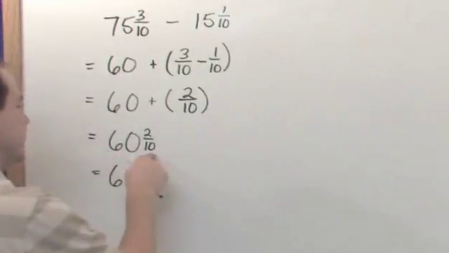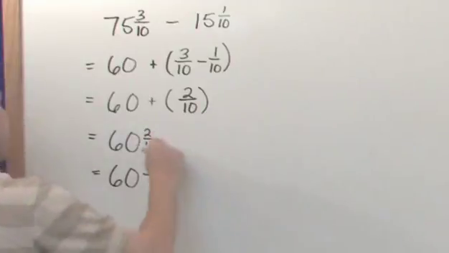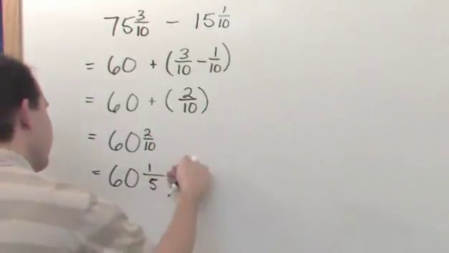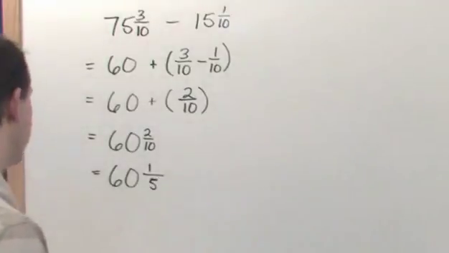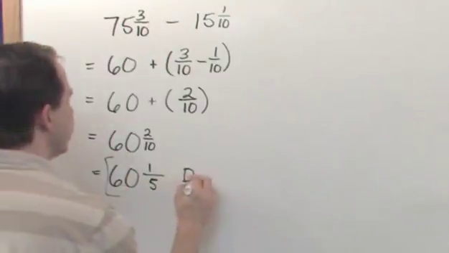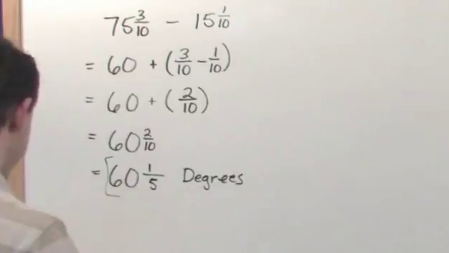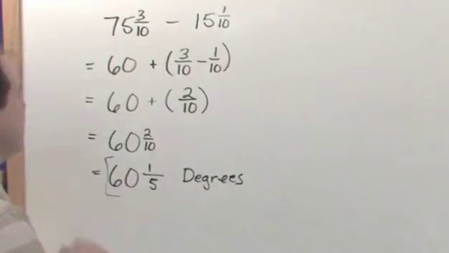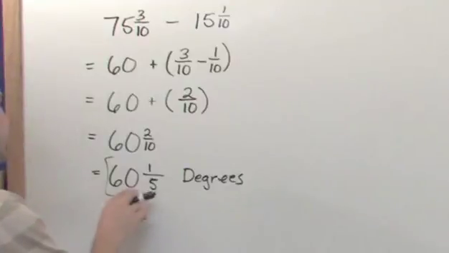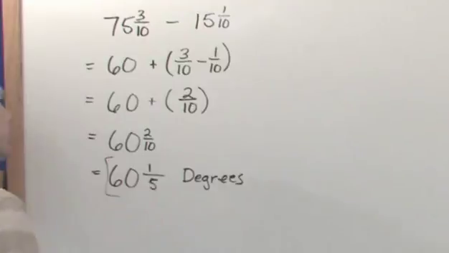Okay, so you see I've changed it. So this is 60 and 2/10, and this is 60 and 1/5, but both of these are saying exactly the same thing. These are representing the same exact number. It's just that they look a little bit different. Okay, so the answer is, this is in degrees. If it's 75 and 3/10 of a degree, and the temperature drops by 15 and 1/10, then in the end of the day, the temperature will be a little bit over 60 degrees. It'll be 60 and 1/5 of a degree.